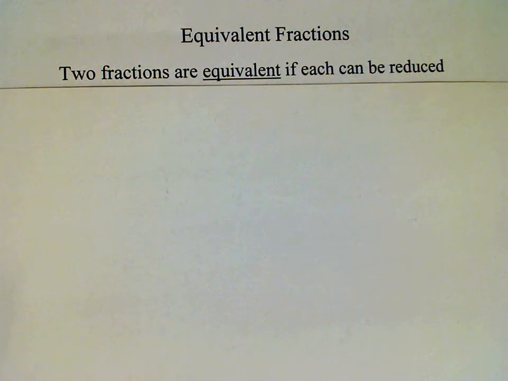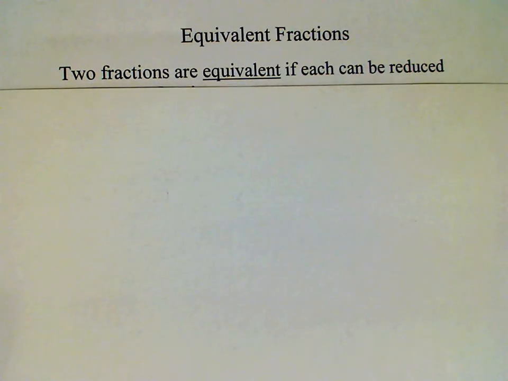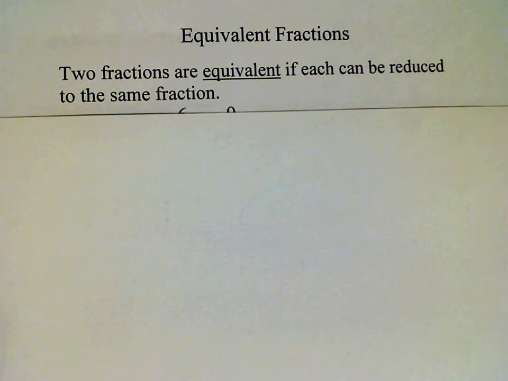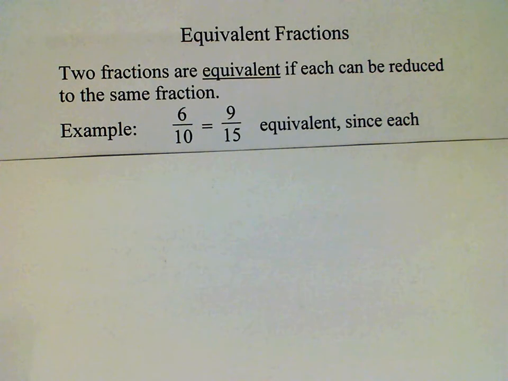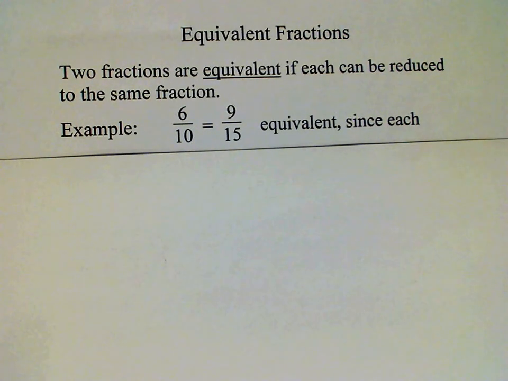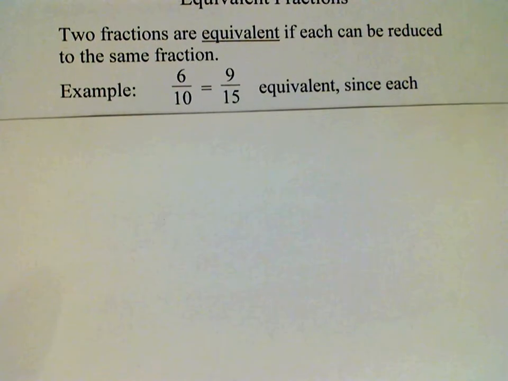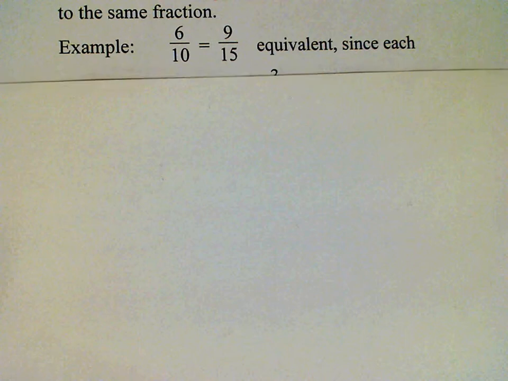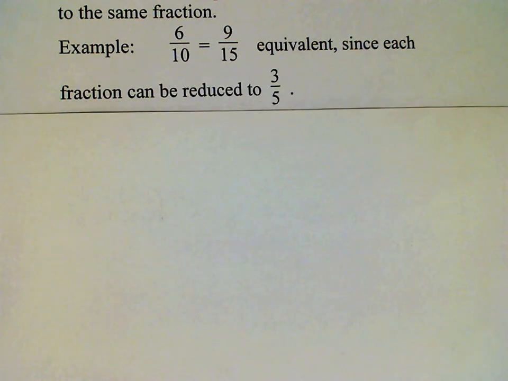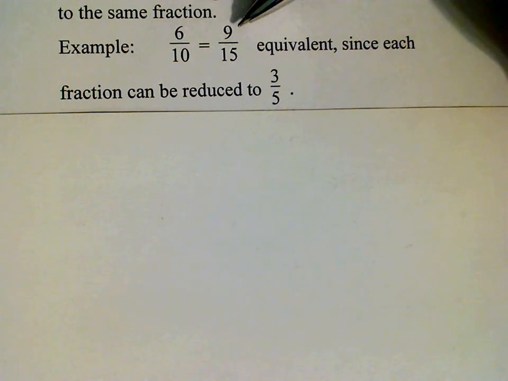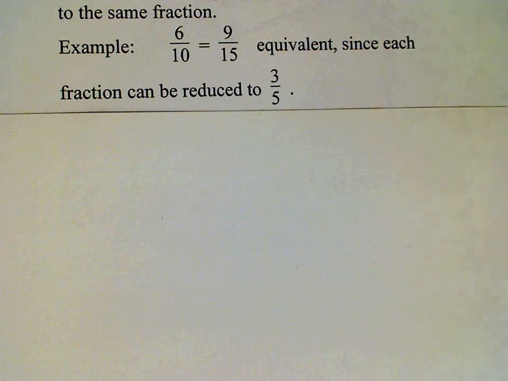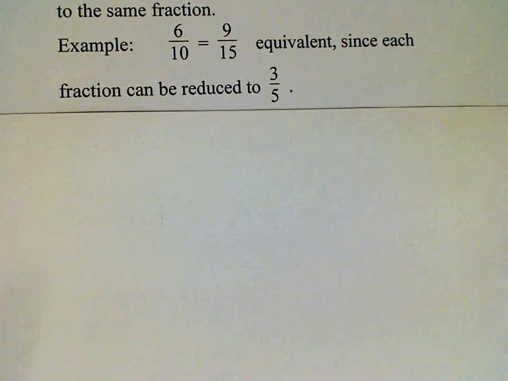Okay, now we say that two fractions are equivalent if each of those fractions can be reduced to the same fraction. So for example, 6/10 and 9/15 are equivalent since each of these fractions can be reduced to 3/5. In the first example, there's a common factor of 2, leaving us with 3/5. In the second example, there's a common factor of 3, which removed leaves us with 3/5. So that means that these fractions, 6/10 and 9/15, by definition are equivalent.